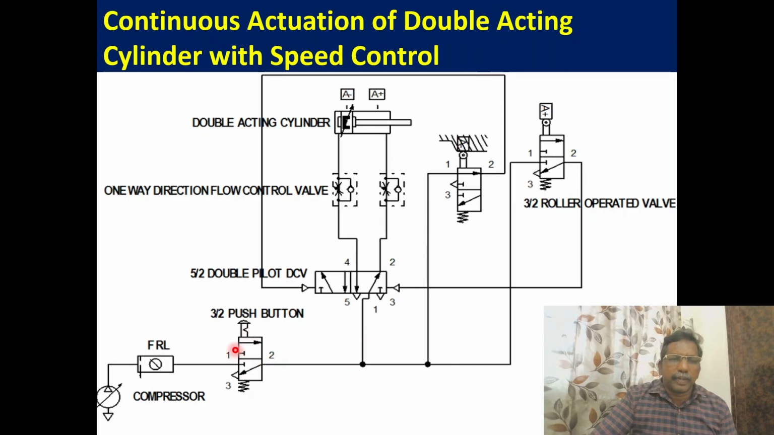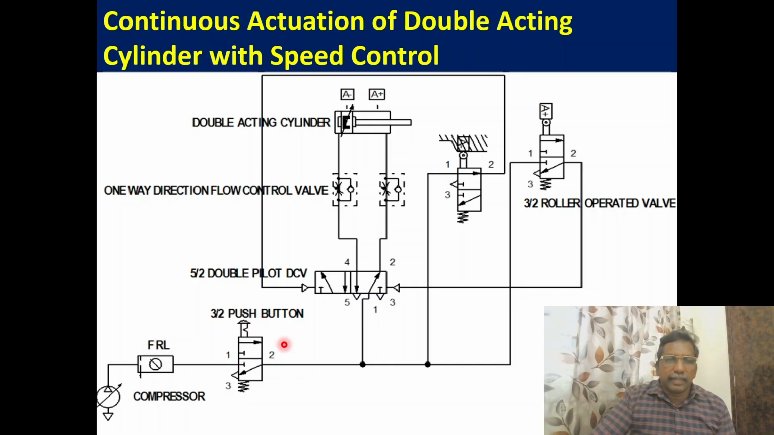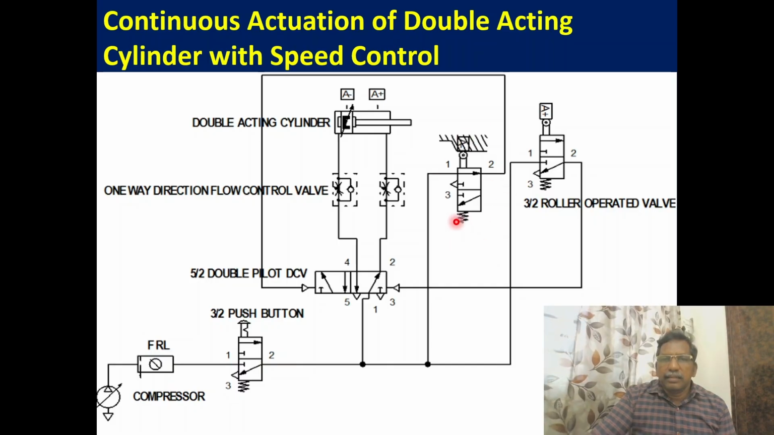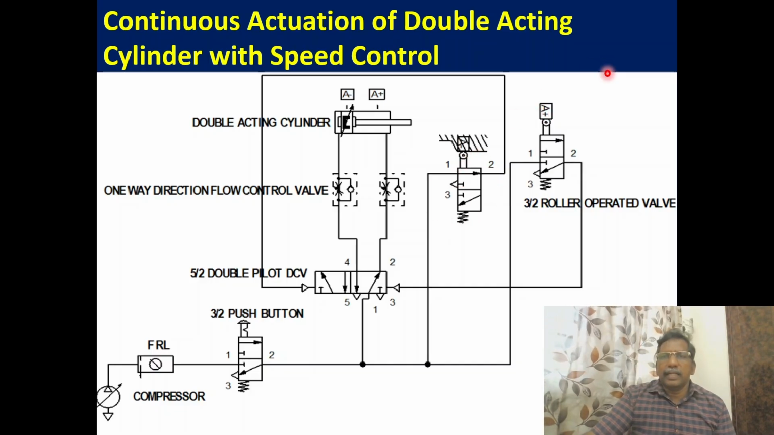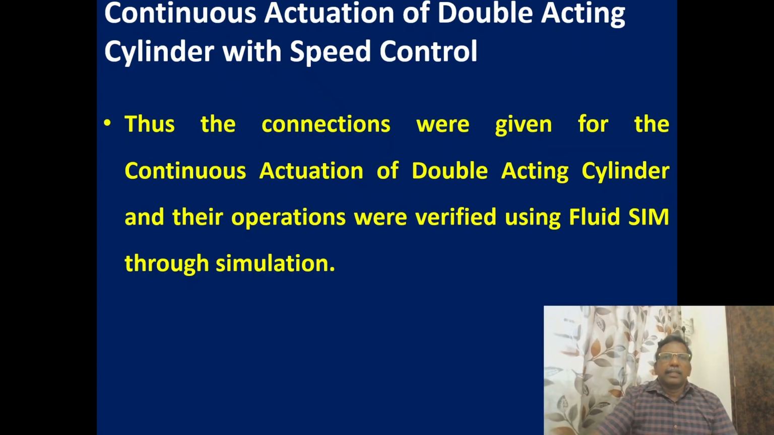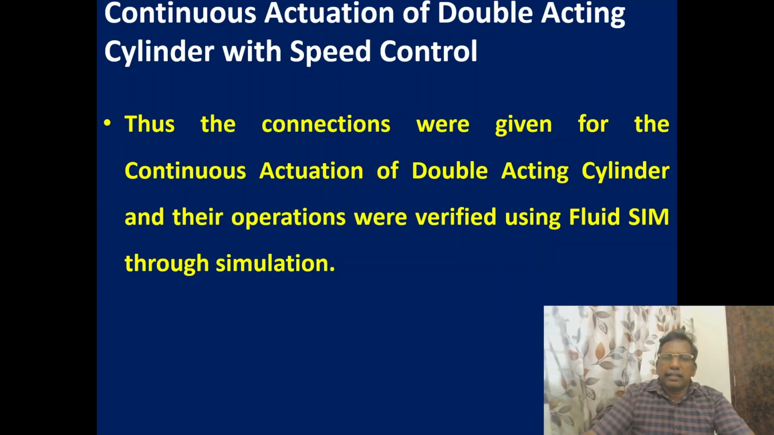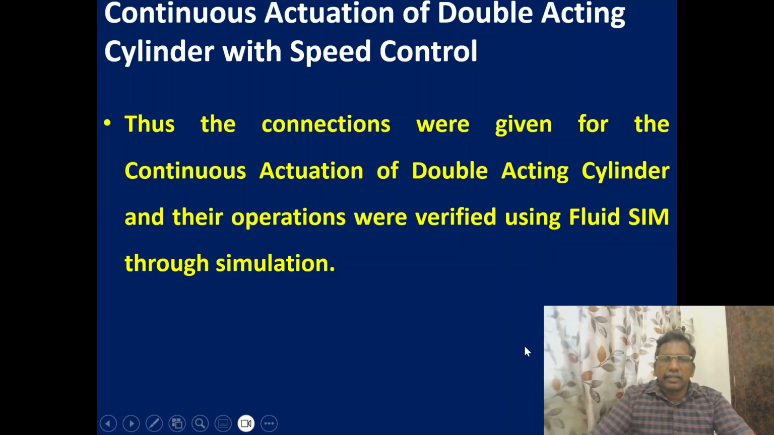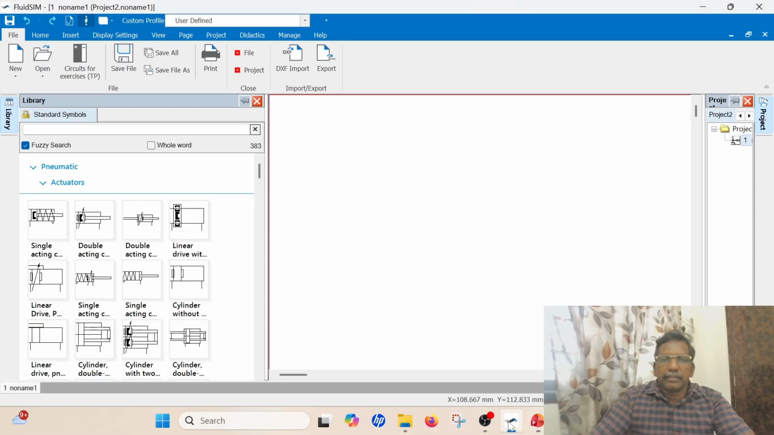Already there is a push button 3 by 2 valve, the FR unit, and the same 3 by 2 valve we can have for a limit switch. Limit switch 1, limit switch 2 we can have. Here we have a flow control valve with the check valve, so it is in the blank end and in the rod end. So now we will try to simulate in the software.